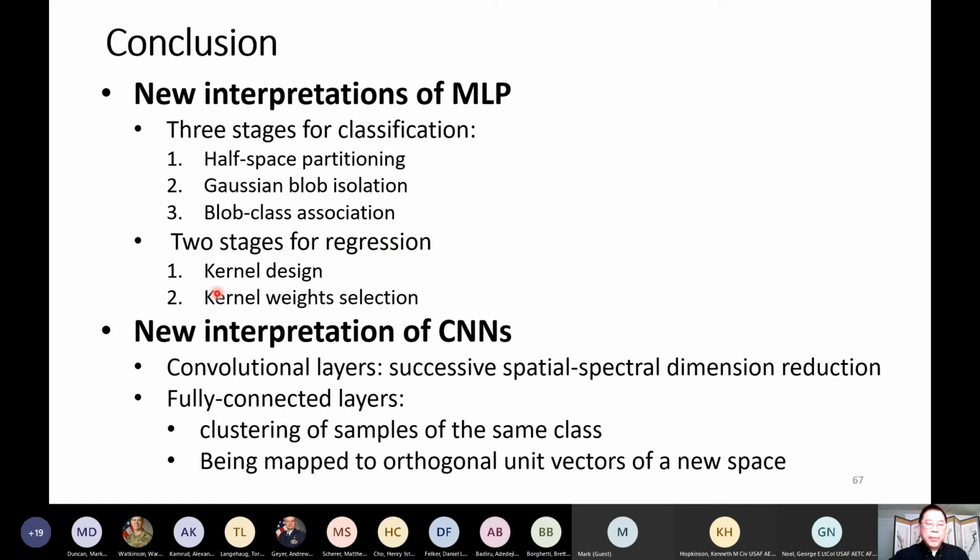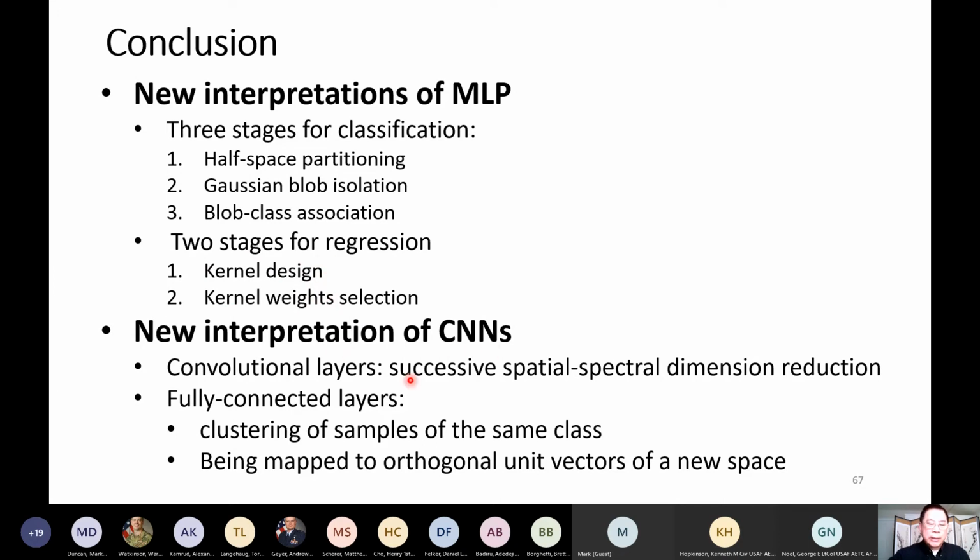For the regression, we can do just two stages, with one layer in the middle. The first stage actually tries to do the kernel design, and the second stage is the kernel weight and bias decision. And when people do piecewise lowered polynomial, there's no kernel design. They only do this part. But with the MLP, you have the flexibility to do both, so it should be more powerful.